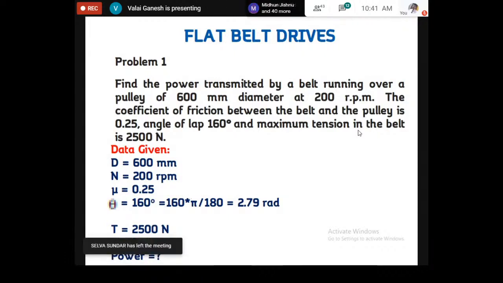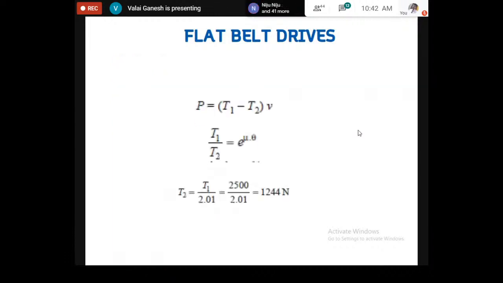Okay, T max equal to T1 plus TC. TC is called centrifugal tension. Centrifugal tension is not available in the problem, so it could be taken as 0. It could be considered as 0. So T max becomes T1. So T1 is 2500.